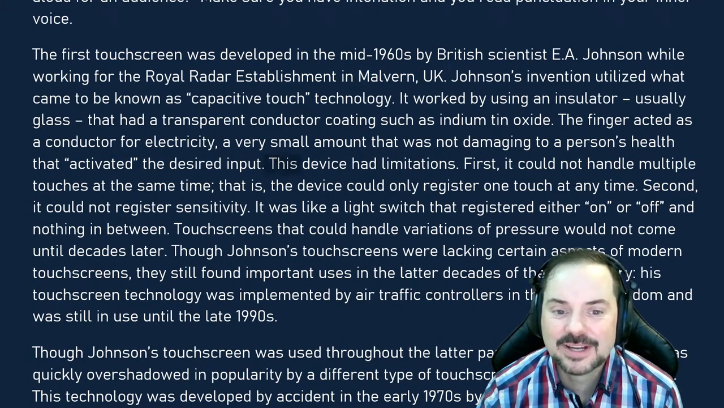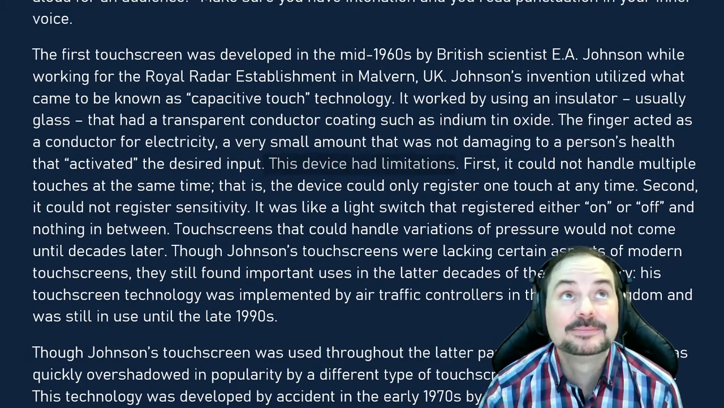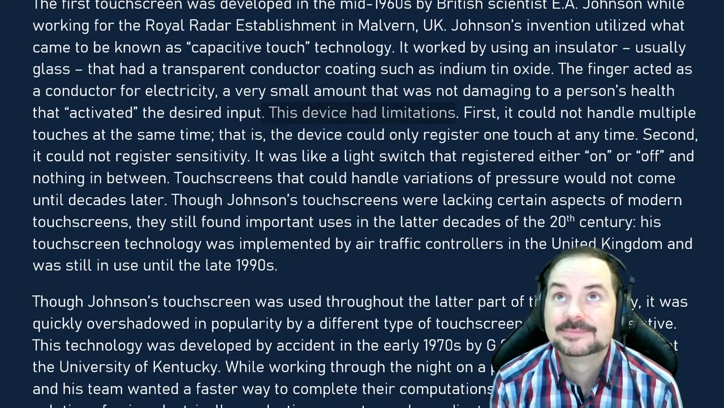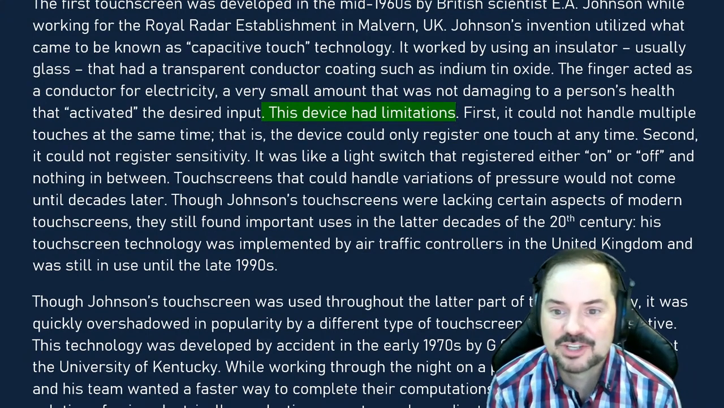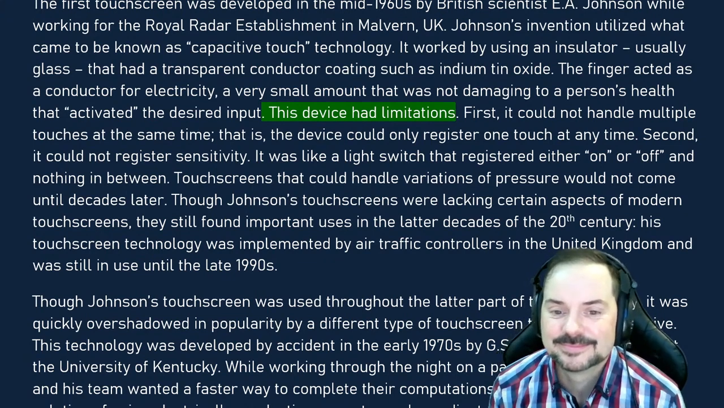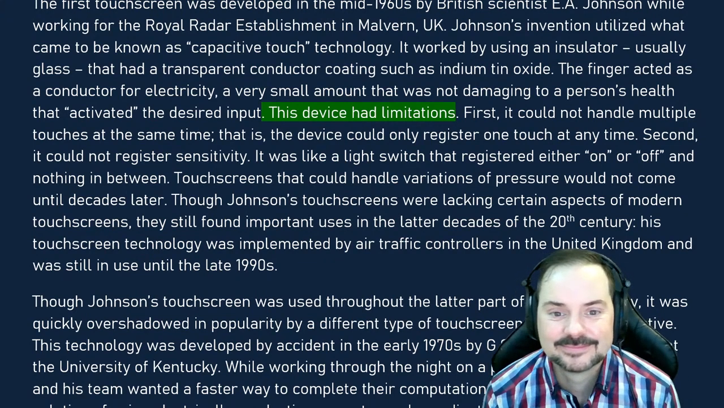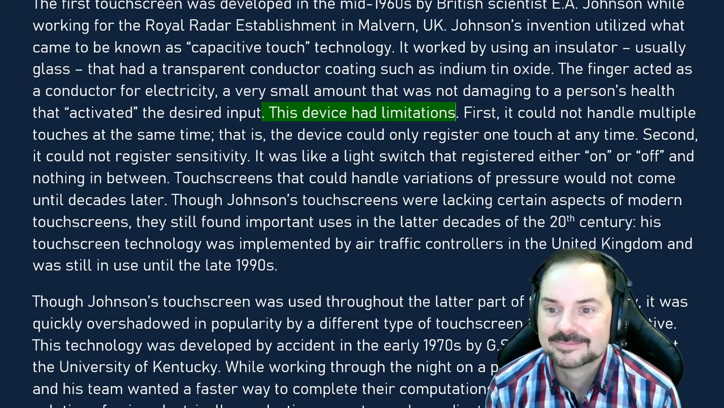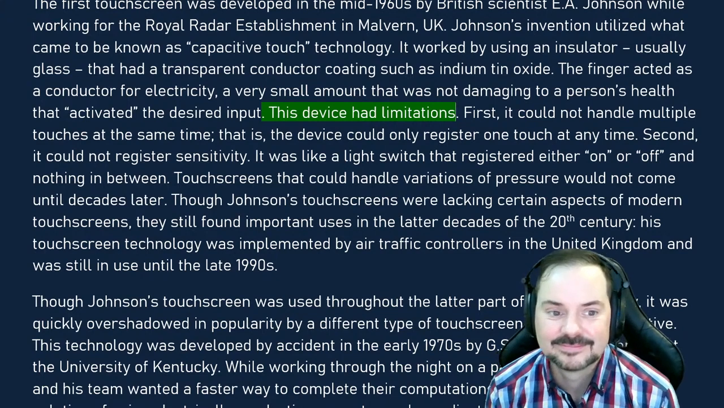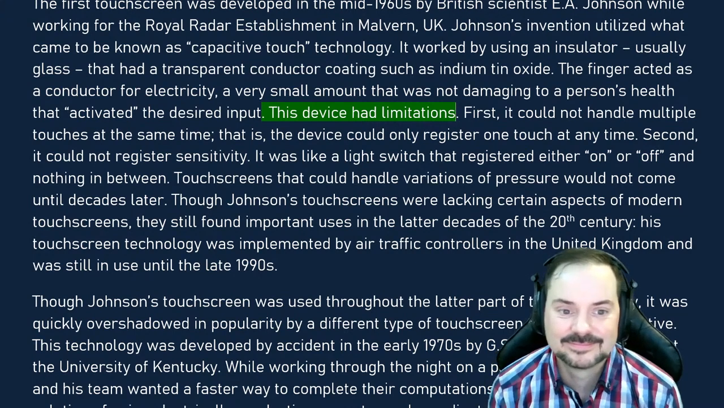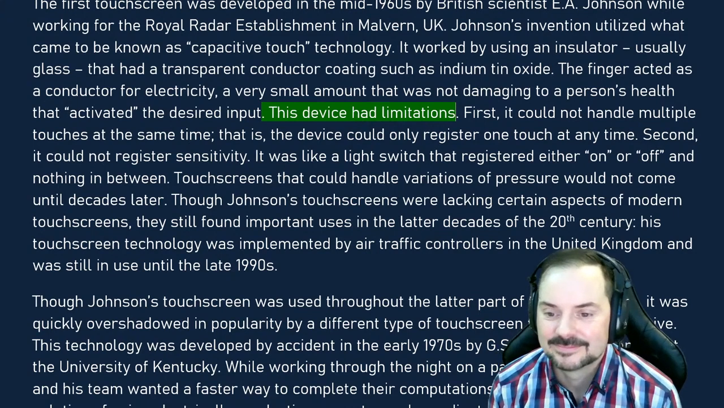This device had limitations. First, it could not handle multiple touches at the same time. That is, the device could only register one touch at a time. Second, it could not register sensitivity. It was like a light switch that registered either on or off and nothing in between. Touch screen that could handle variations of pressure.